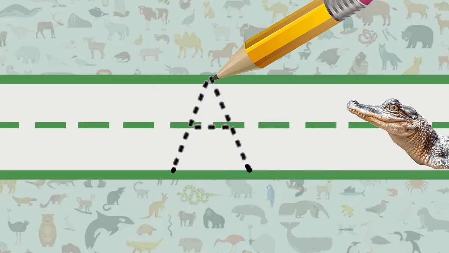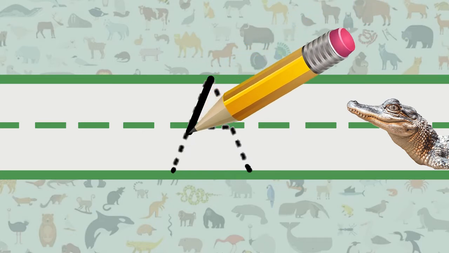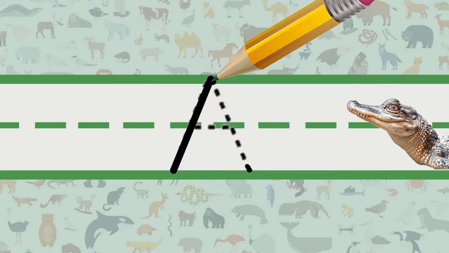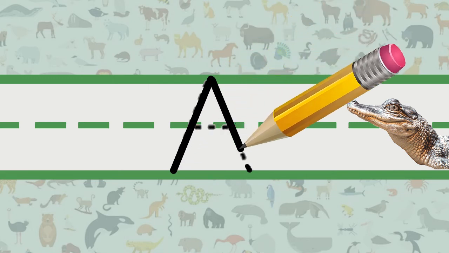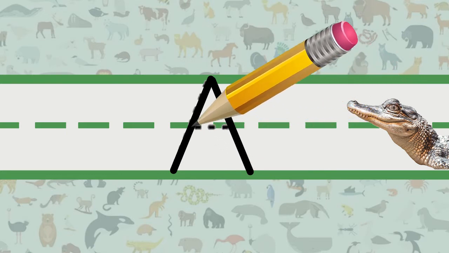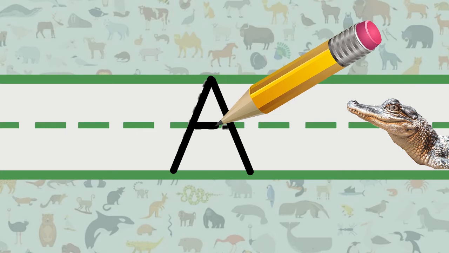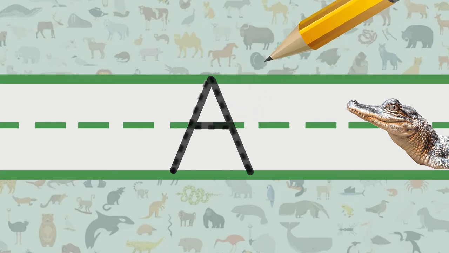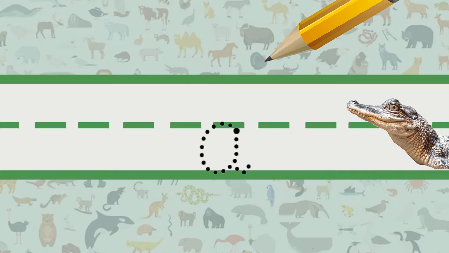Start at the top, draw a diagonal line down to the bottom, then go back to the top and draw another diagonal line down to the bottom. Then go to the middle and draw a straight line from left to right. Good job! Now let's write lowercase a, or small a.